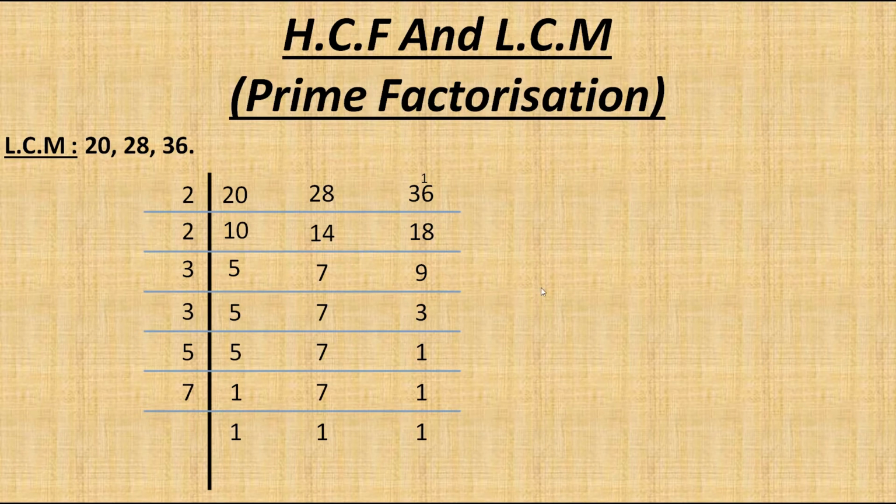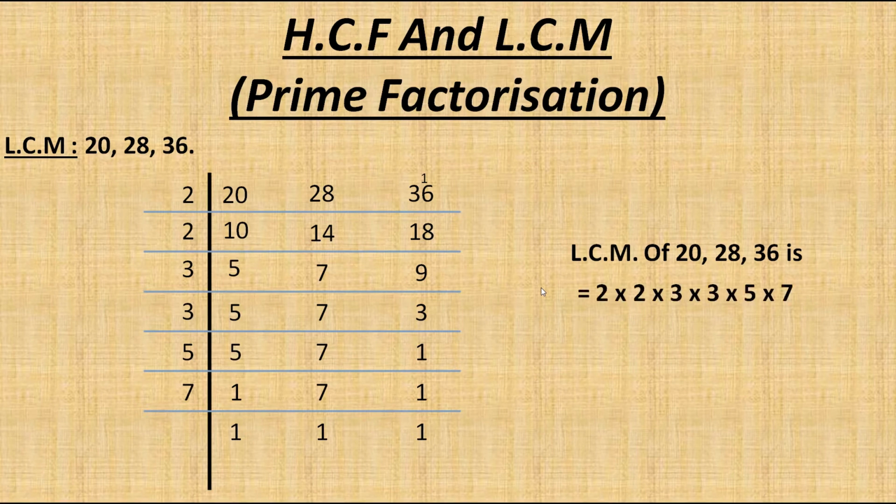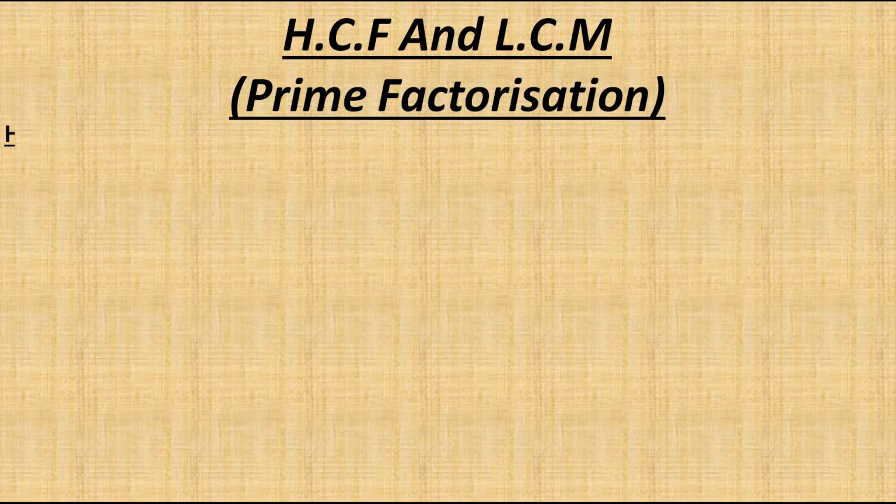So therefore the LCM of 20, 28 and 36 is 2 into 2 into 3 into 3 into 5 into 7. When we multiply all these numbers, we will get the answer as 1260. Okay, now let's take one more example, and find HCF and LCM of those numbers. I am taking the example as 32, 46 and 50.